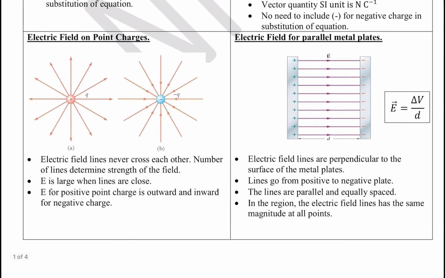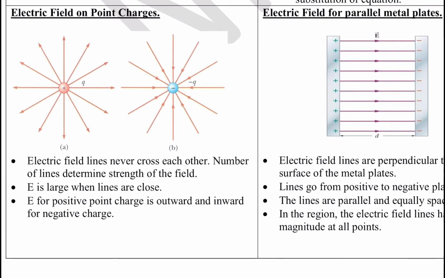Okay, then electric field on the point charges. So, kalau is a positive charge, nampak tak is a positive charge, so electric field dia akan keluar. Okay, so kalau negative charge, electric field dia akan masuk. Electric field line never cross each other. Tak boleh, sebab kalau nak lukis kena bulat besar. Okay, number of lines determine the strength of the field. Lagi banyak lines, lagi tinggi kekuatan dia, charge dia lagi tinggi. Okay, E is large when lines are close.